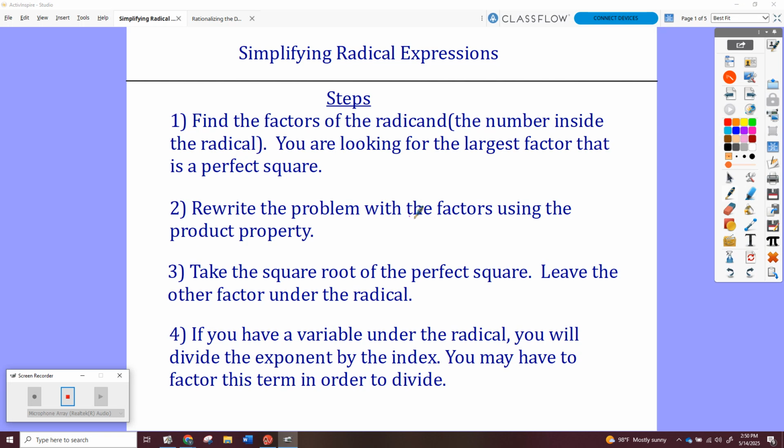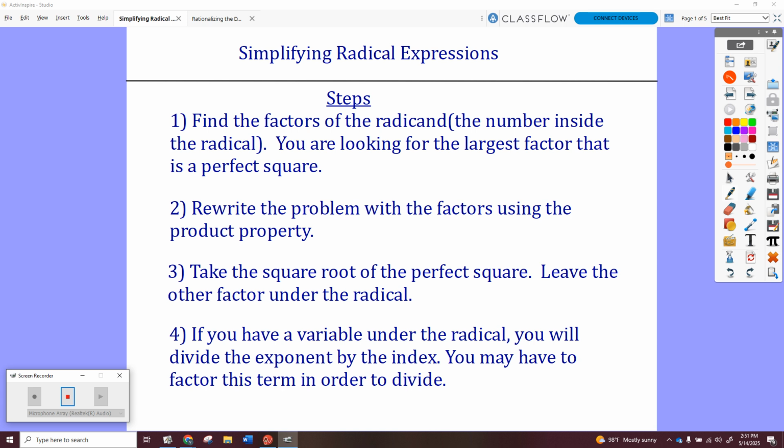We are going to be simplifying radical expressions. These are your steps. Step 1, you're going to find the factors of the radicand. Remember, that's the number inside the radical. You are looking for the largest factor that is a perfect square.